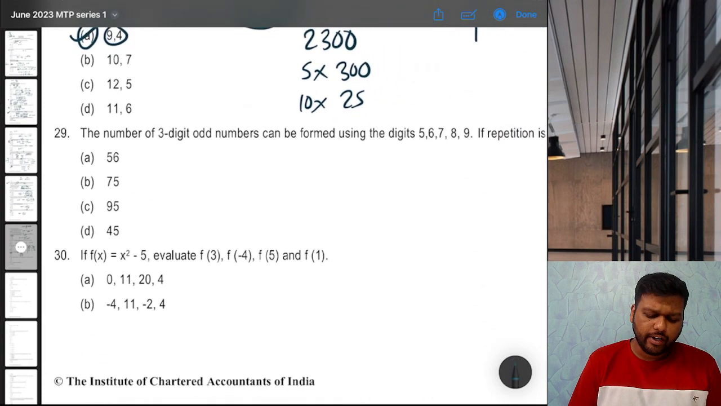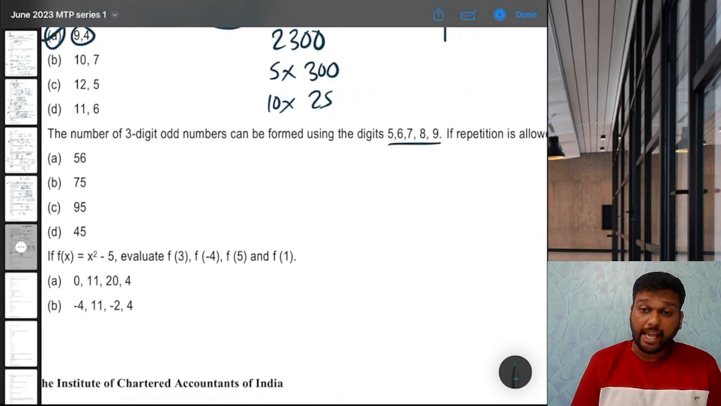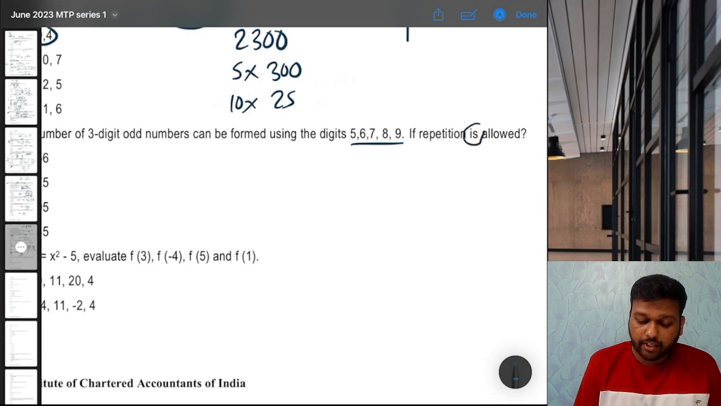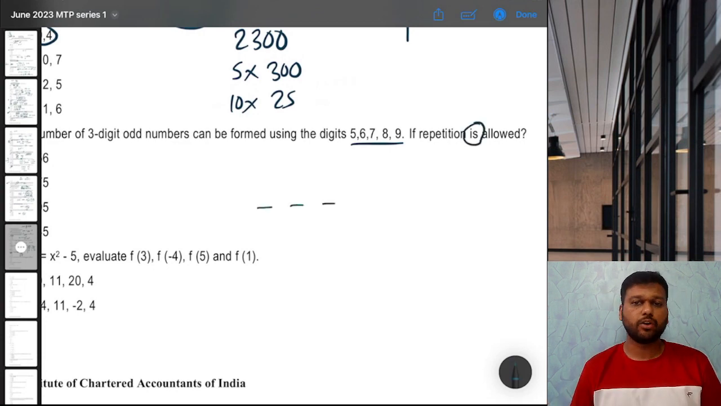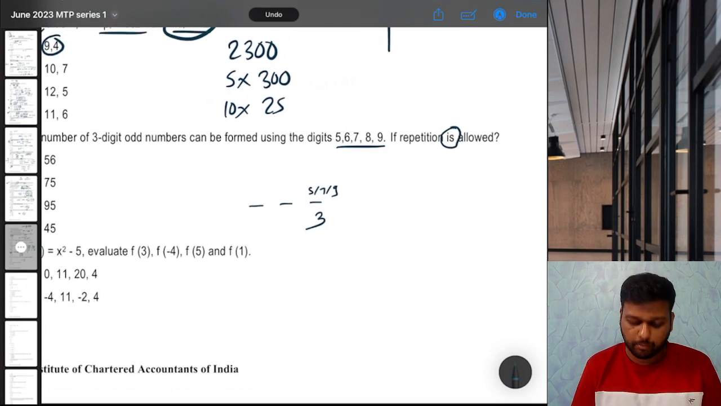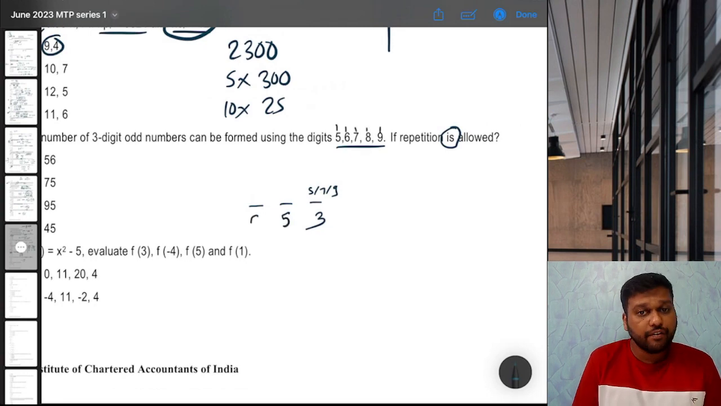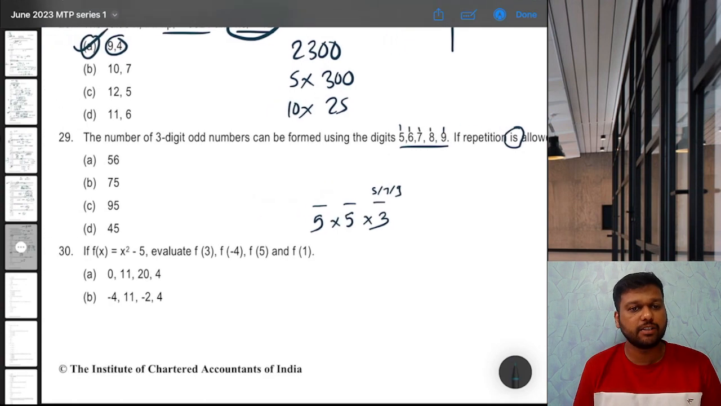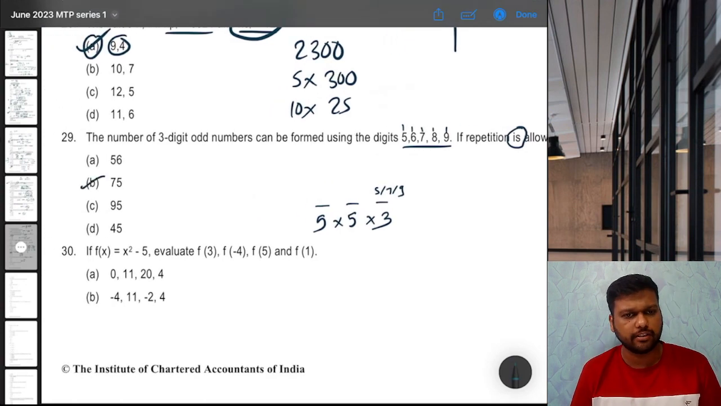Number of 3-digit odd numbers that can be formed using these digits if repetition is allowed. 3-digit odd numbers. Odd means at the end we can have 5 or 7 or 9. So 3 options. Repetition is allowed, so we can do anything. Here we can place any number, as in 1, 2, 3, 4, 5. 5 options. Again 5 options because repetition is allowed. This and this and this is multiplication. So 75 is the correct answer.